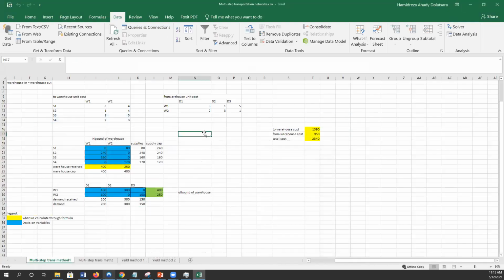And this was the way that we formulated this transportation problem. We said we have two types of decision variables, from supply to warehouse and from warehouse to demand points. Since this is a two-section problem, we make two tables, one for each part of the problem.